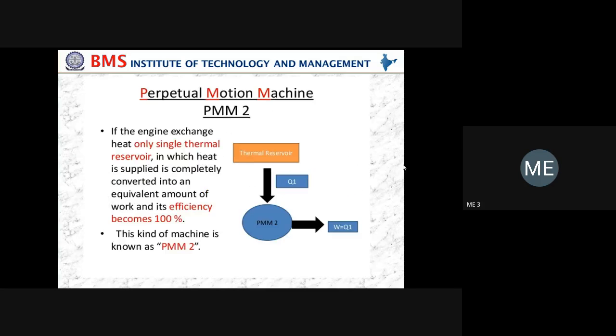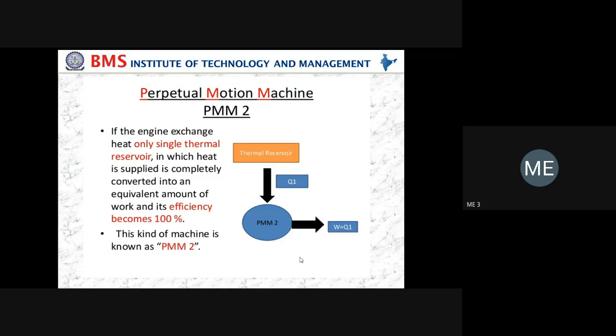Next, as we studied the perpetual motion machine of the first kind in case of the first law of thermodynamics, like that we have the perpetual motion machine of the second kind in case of the second law of thermodynamics. So you see the diagram. Here it is PMM2 and a thermal reservoir. In this case, we don't have a sink, only the source is there. So whatever amount of heat is supplied from the source is the same amount of work output we get from the engine. You can say it is PMM2.